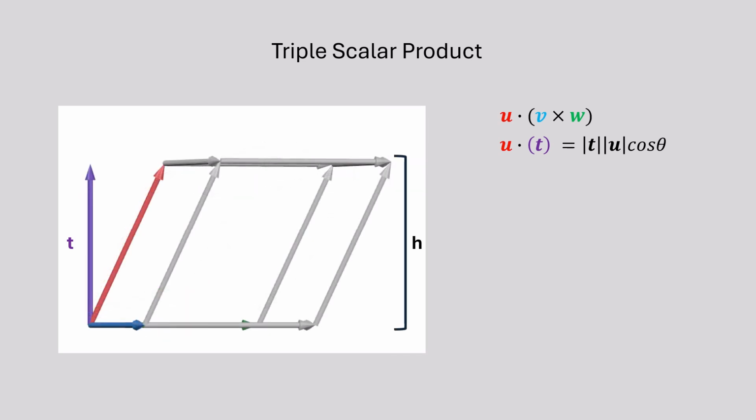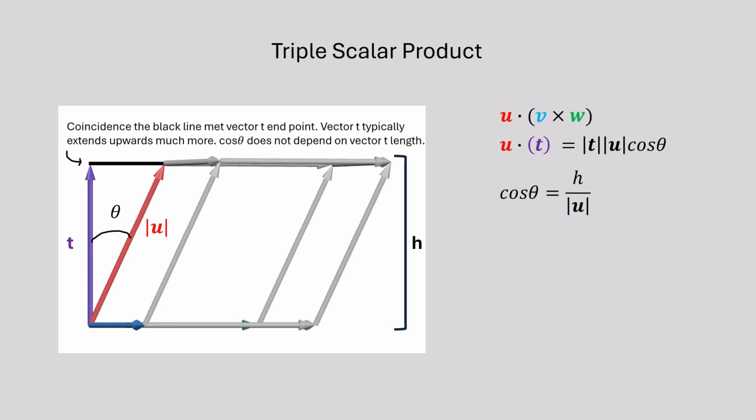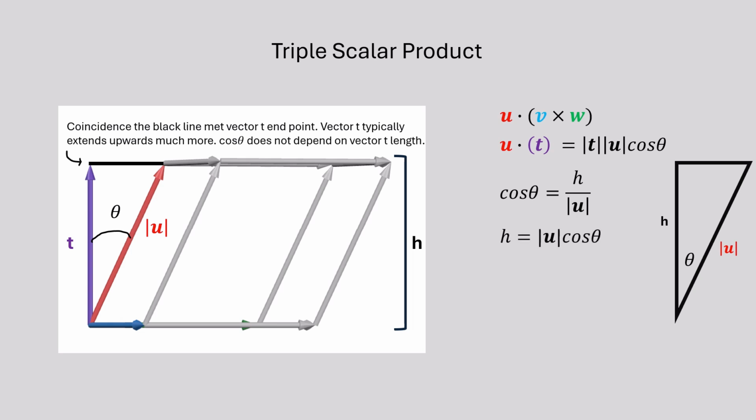Next, we will need to find the height. To do so, let's take the cosine of the angle between u and t, which is equal to height divided by the magnitude of u. To be more clear, we're finding the cosine of this right triangle here. Then let's solve for h and put it back into the original equation. We can see that the original triple scalar product is equal to the magnitude of t times h, which is base times height.